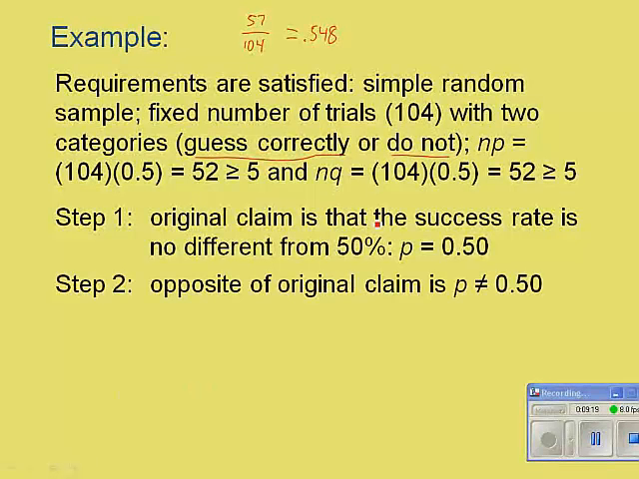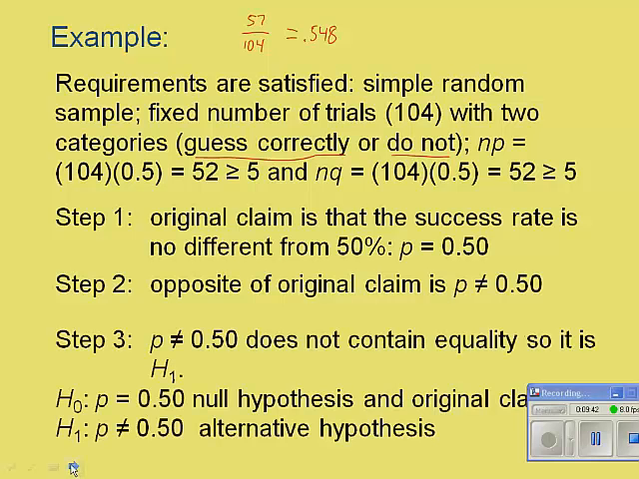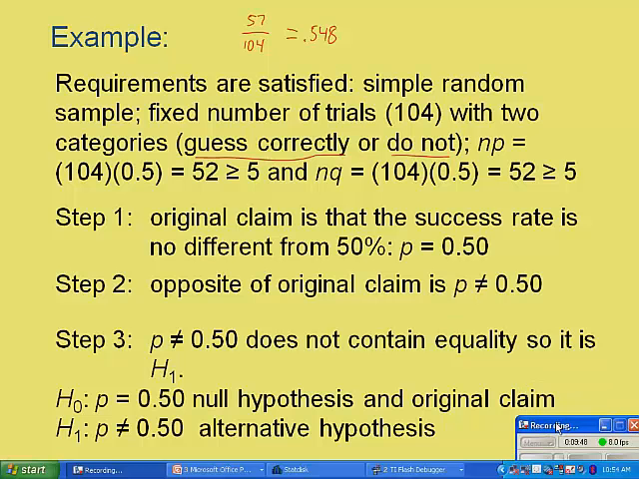The original claim is someone says, hey, wait a minute. We think, this is what some of you guys up front were saying. You were saying, no, they have a 50-50 shot. So that's p equals 50. The opposite of that original claim that we're going to test would be p does not equal 50%. Now, p does not equal 50% has no equality in it, so that's going to be H1.